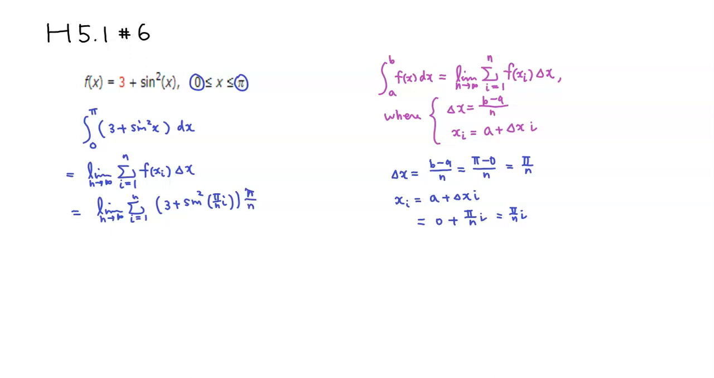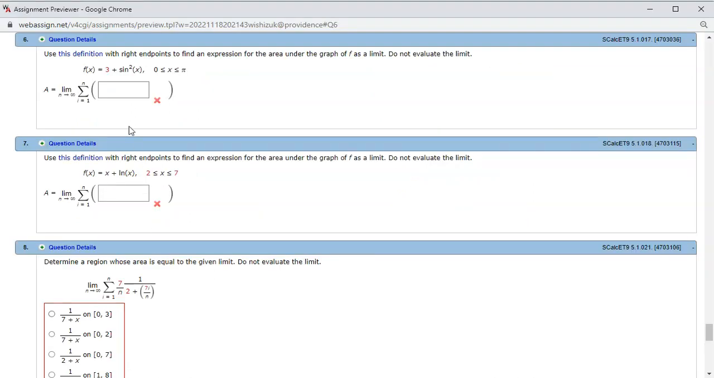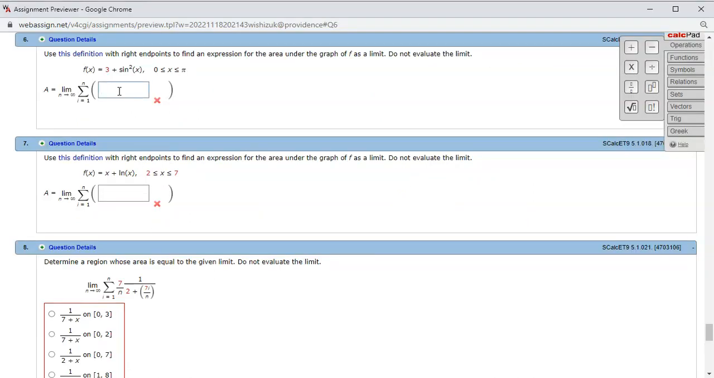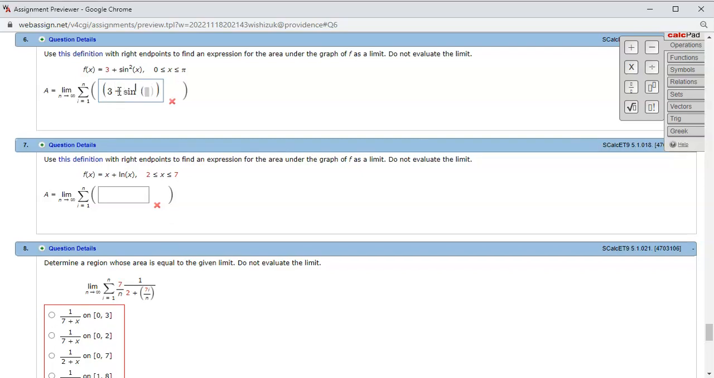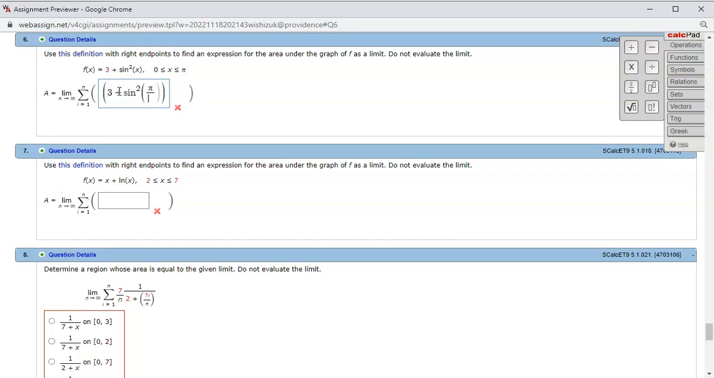Right, so let's type it in. We have 3 plus sine squared of pi i over n, times pi over n. Right? Let's check the answer.